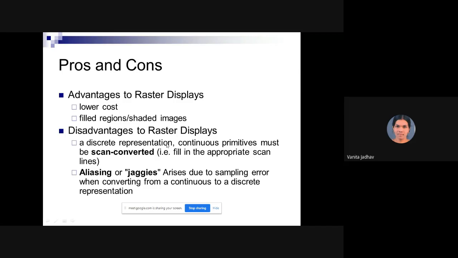It is also called a discrete representation. It is not a continuous representation. It is somewhat looking like a discrete representation. Scan converted in the sense that we need to scan each and every scan line. So this is the major disadvantage of raster. Any doubt about raster scan display advantages and disadvantages?